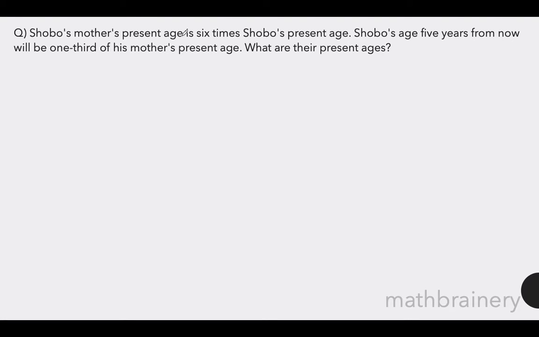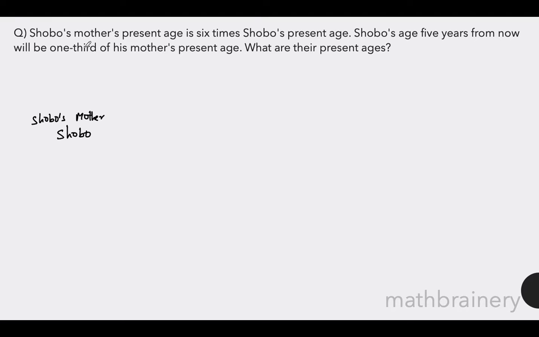Shobo's mother's present age is 6 times Shobo's present age. Shobo's age 5 years from now will be 1/3 of his mother's present age. What are their present ages? Okay, so now let's consider Shobo and Shobo's mother.